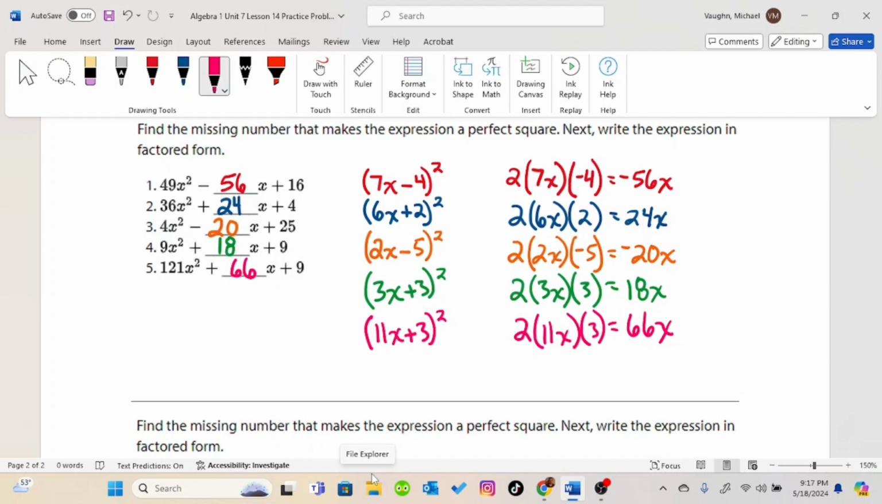If you have any questions about how to find the B term when given the A and the C term, please ask for clarification so that you're better prepared as we move forward to the next practice problem.